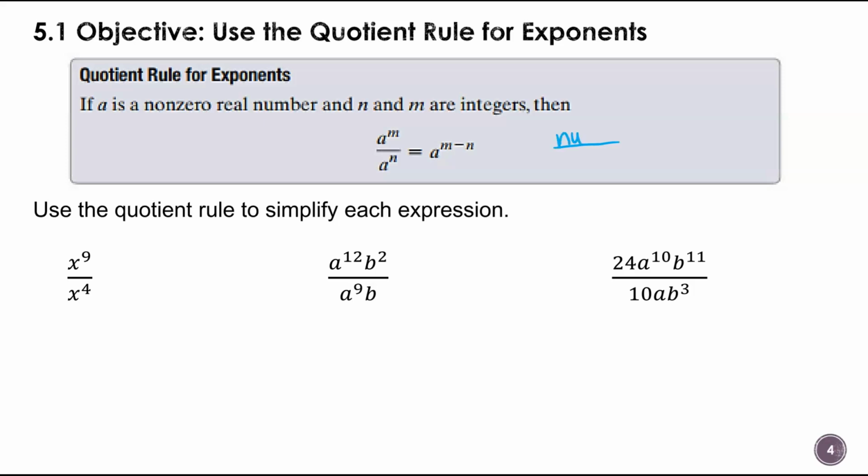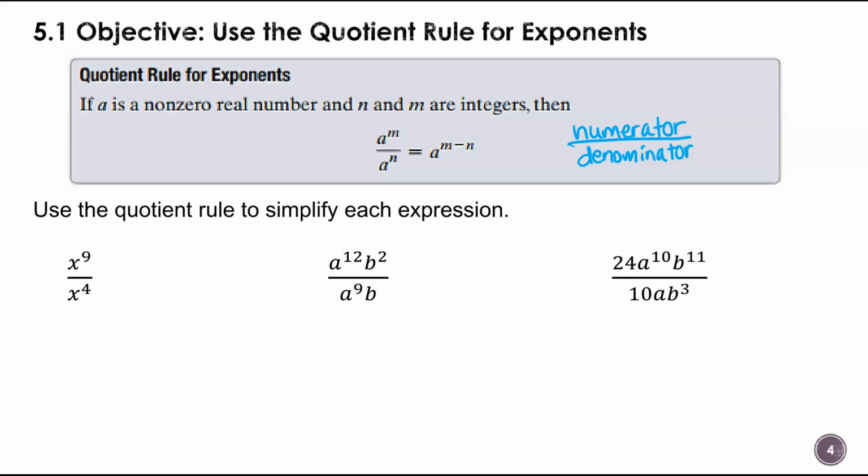This is the numerator, and this is the denominator. I like to use the terminology and not just say top and bottom, although sometimes I may do that. Okay, so if the bases are the same, I can simply subtract my exponents, and let me show you why.